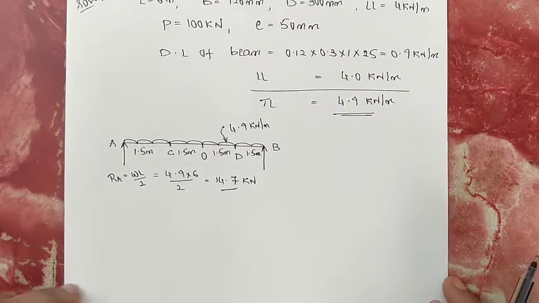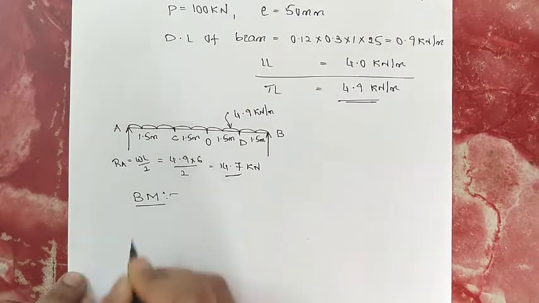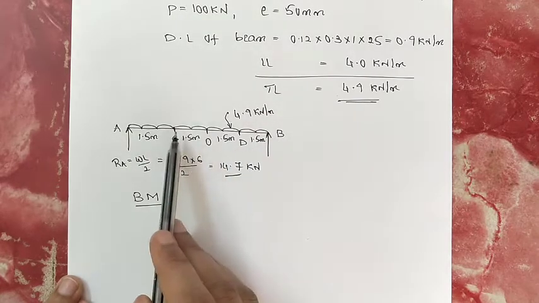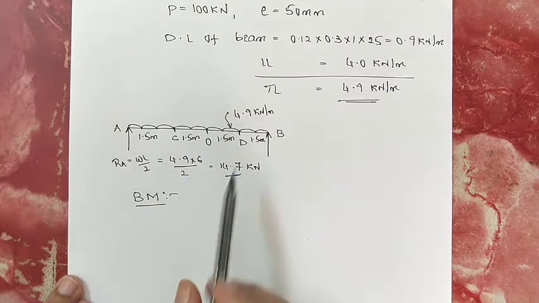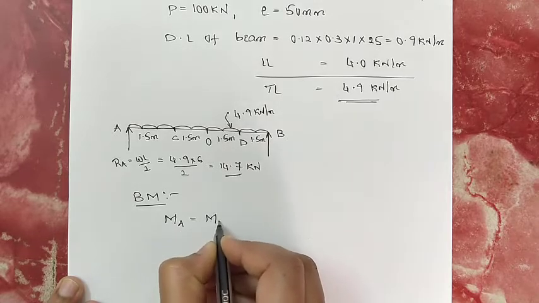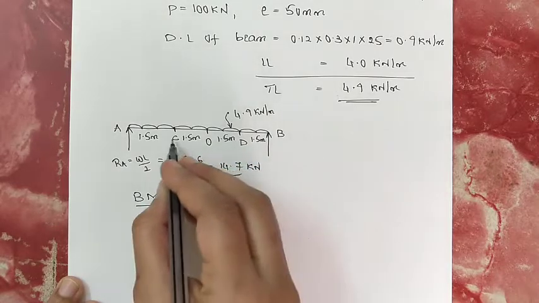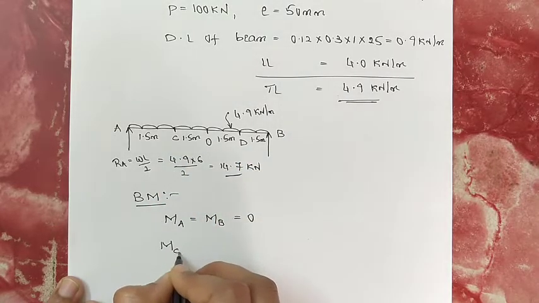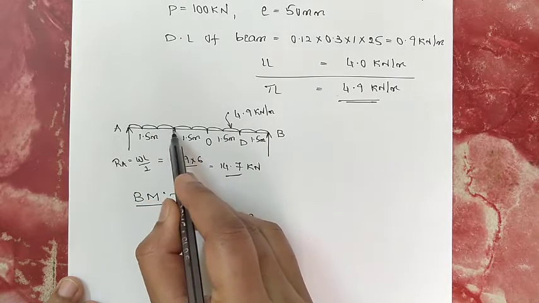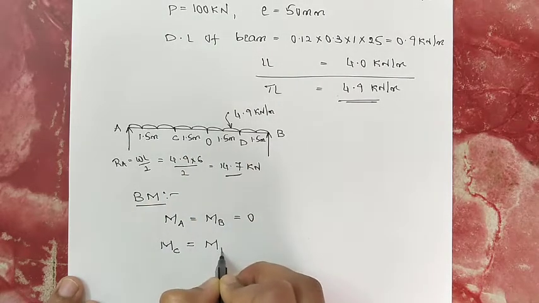Then you need to calculate the bending moment value, BM. Calculate the bending moment value at each point, that is at the mid span, at the quarter span, and at the end support. The moment at end support will be 0. Then the moment at C and D, take the moment of all the forces either towards left of C or the right of C. Due to symmetry, the moments at C and D will be equal.